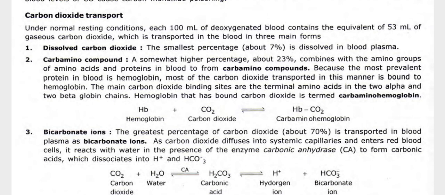Then carbamino compounds. A somewhat higher percentage, about 23%, combines with the amino groups of amino acids and proteins in blood to form carbamino compounds. Because the most prevalent protein in blood is hemoglobin, most of the carbon dioxide transported in this manner is bound to hemoglobin. The main carbon dioxide binding sites are the terminal amino acids in the 2 alpha and 2 beta globin chains. Hemoglobin that has bound carbon dioxide is termed carbaminohemoglobin.